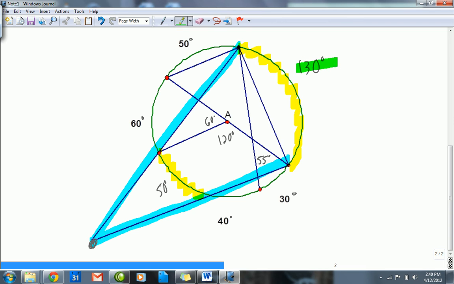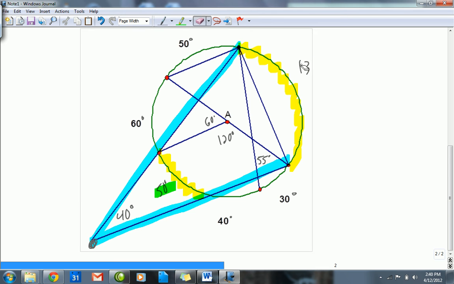So half of 130 minus 50. 130 minus 50 is 80. I'm going to take half of that to get 40, which is the measure of that external angle. It's half of 130 minus 50. Of course, 130 minus 50, the quantity first, which is 80. Take half that to get 40.